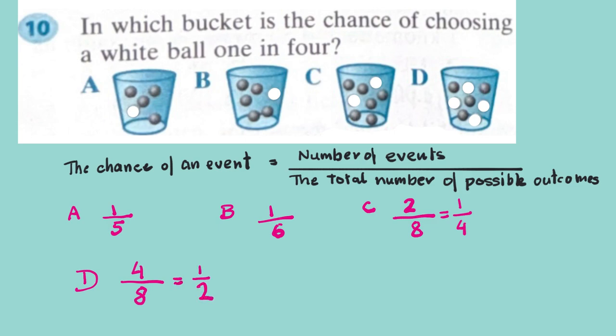Our question actually just says, in which bucket is the chance of choosing a white ball 1 in 4? So we're looking just for 1 in 4. This bit over here. And the chance of getting 1 in 4 is C. So we can just color in C.